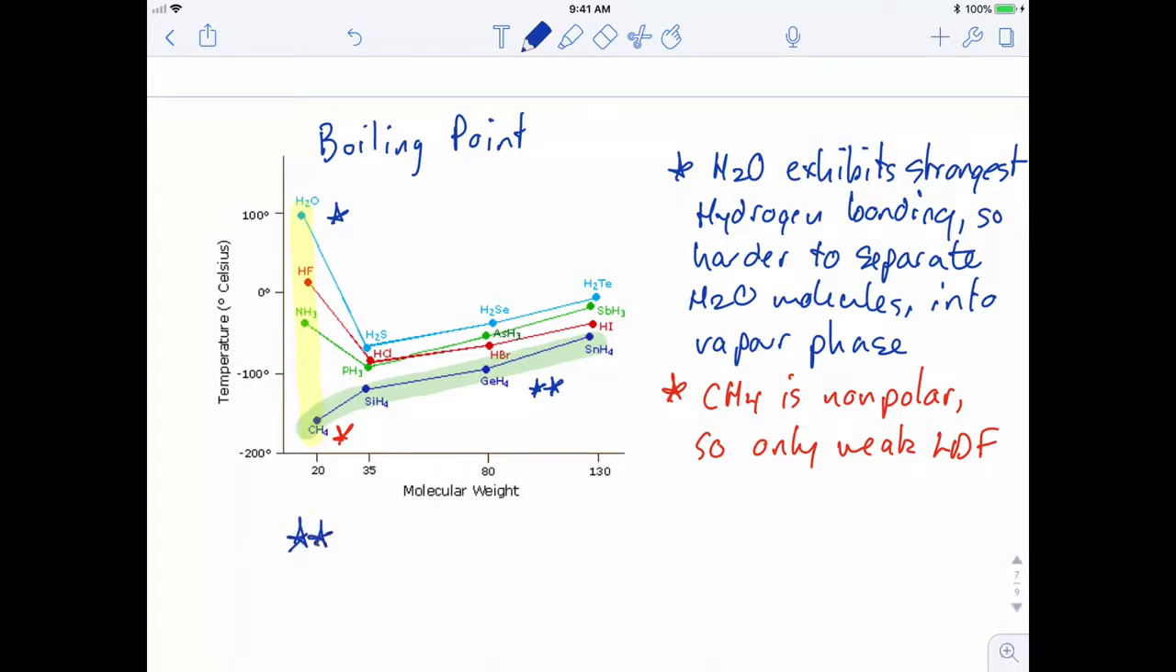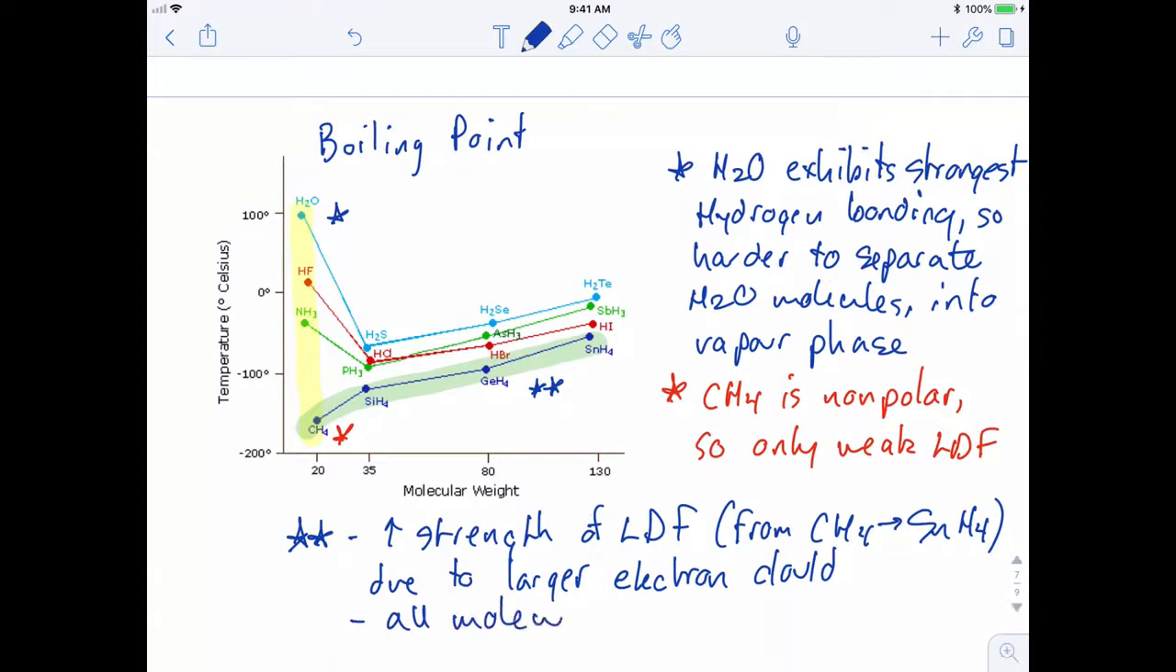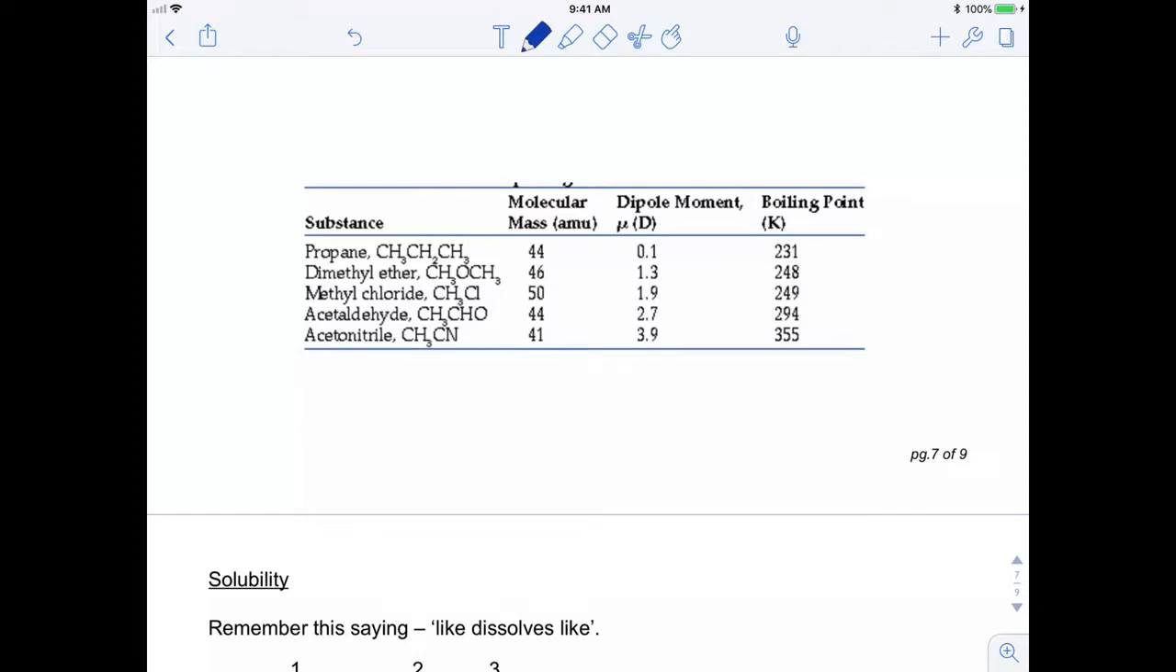Now, if we look at the second trend, within the same group, group 14 hydrides, from methane up to tin(IV) hydride, what we see there is an increasing boiling point due to an increase in the strength of London dispersion forces. And why do they increase? Well, this is due to the larger central atom as you move from methane up to tin(IV) hydride. Carbon has 6 electrons, tin many more electrons. I can't recall exactly how many, but more electrons means a greater chance of polarizing the electron cloud, therefore increased dispersion forces.